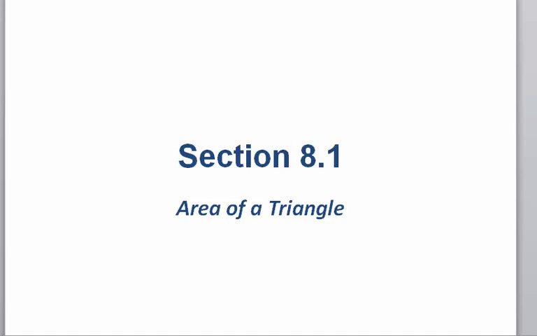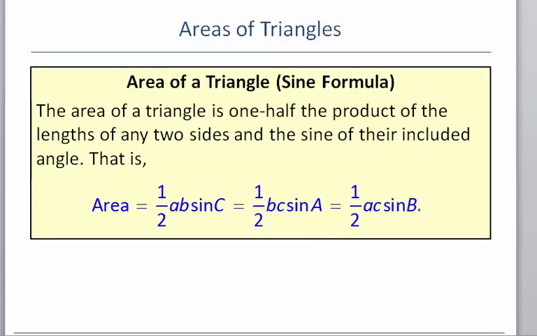The last concept that we're going to discuss in this section is how to find the area of a triangle. We're going to look at two different types of formulas that can be used to find the area of a triangle. The first formula says that the area of a triangle is 1/2 the product of the length of any two sides and the sine of their included angle. That is, the area is equal to 1/2 a times b sine c, or 1/2 b times c sine a, or 1/2 a times c sine b.